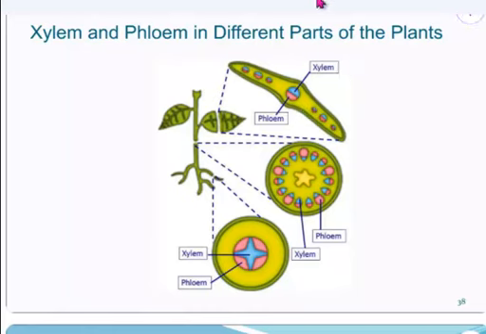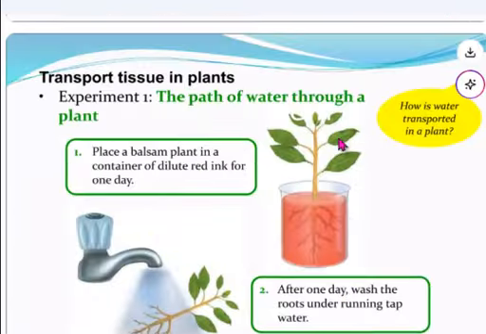You can see in this one now the way they look, just like a ball, just like a circle. And here also you can see them, the phloem and the xylem. That color blue and that red, you can see that color yourself. So that is how they are in various plants. Transportation in plant.